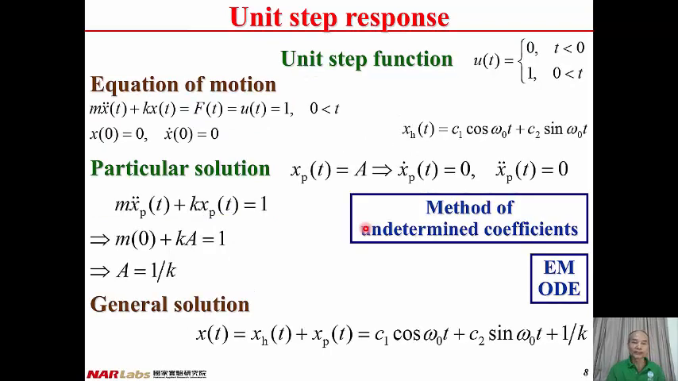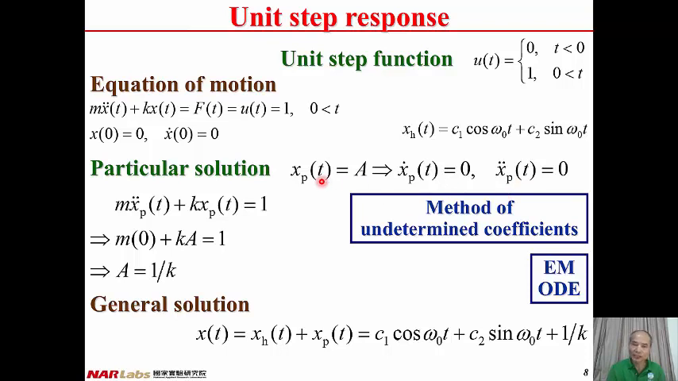Another part of the equation is the particular solution. Since the forcing function is a constant, from the method of undetermined coefficients, we can assign the particular solution equal to A. Therefore, xp(t) equal to A, and A can be solved by the method of undetermined coefficients. Take the first derivative, we have xp dot equal to 0. Take the derivative again, we have xp double dot equal to 0.